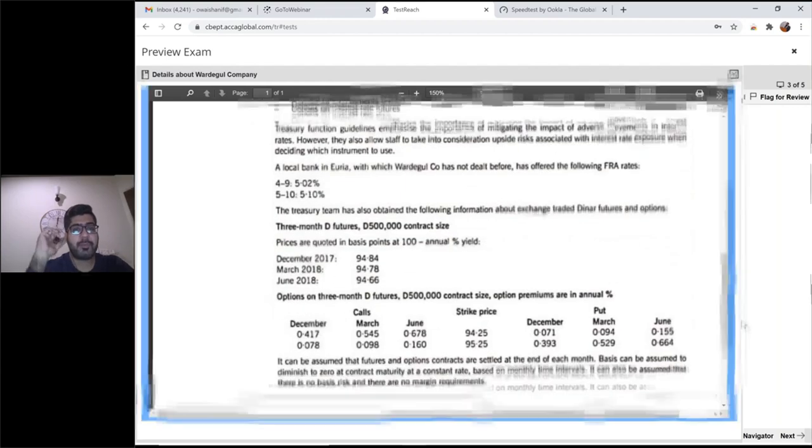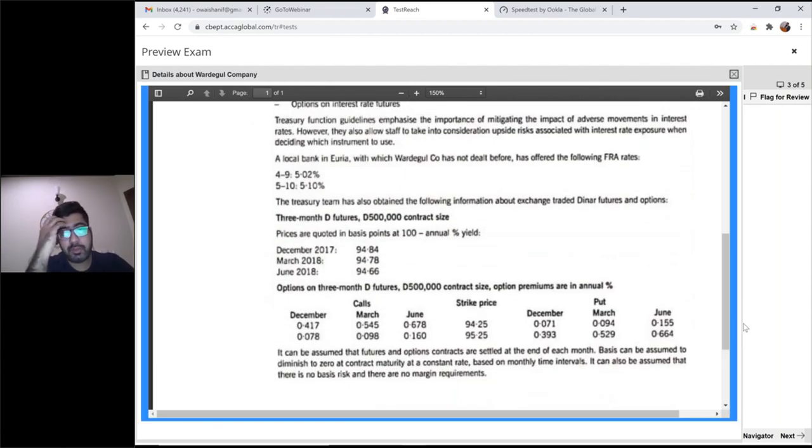You were given information about a local bank in your area with which Verdicol has not dealt before, which has offered the following FRA rates: 4-9, 5.02, and 5-5. The treasury team has also obtained the following information about exchange traded dinar futures and options. 3-month futures are dinar 500,000 contract size. Prices are quoted at basis points at 100 minus percentage. December, March, June futures are given. Options data: 500,000 contract size. Premiums are in percentage. There were 2 strike prices given: 94.25, 95.25, and you were given the premiums for calls of 3 months and puts of 3 months.